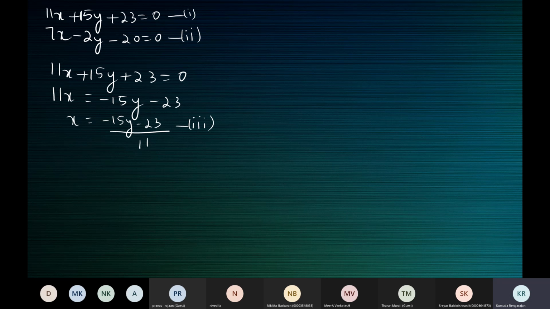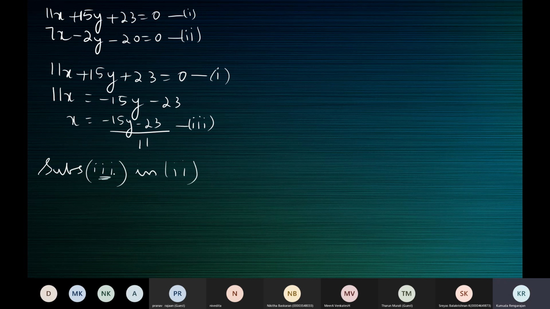And write x in terms of y. Okay. Now, from which equation did we get 3? From 1 or 2? From 1. So you should substitute 3 in 2.